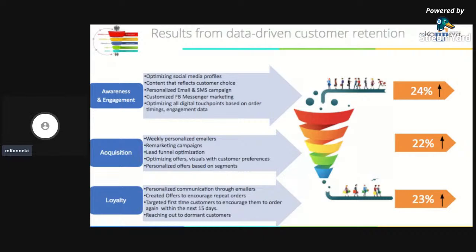Again, as I said early on, your loyalty program doesn't start at the point when a customer makes a purchase. It starts right at the awareness stage itself. When we talk about awareness and engagement, it could be an existing customer base or a new customer base.